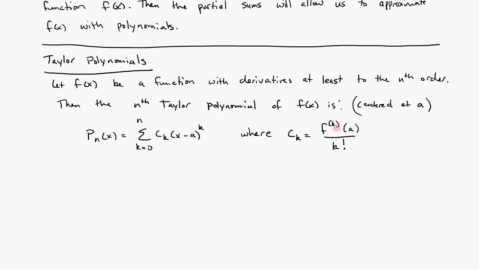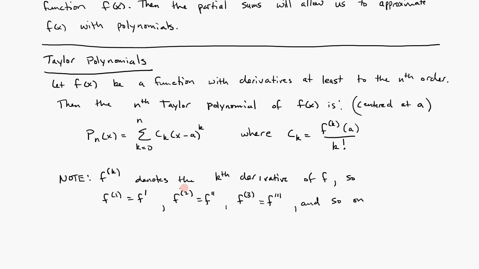Let me make a note on the notation here, the kth derivative of f. So f upper 1 is the same as f prime. The second derivative of f is the same as f double prime. The third derivative of f is f triple prime. And this notation just means to take that derivative and evaluate it at a. So again, the numerator here is to evaluate the appropriate derivative at the number a.